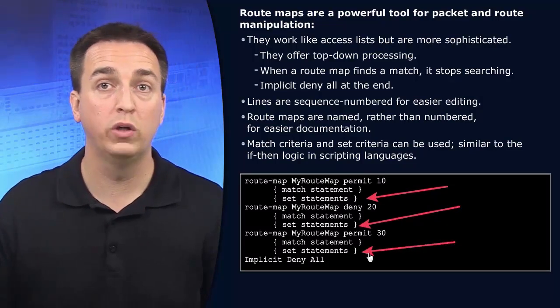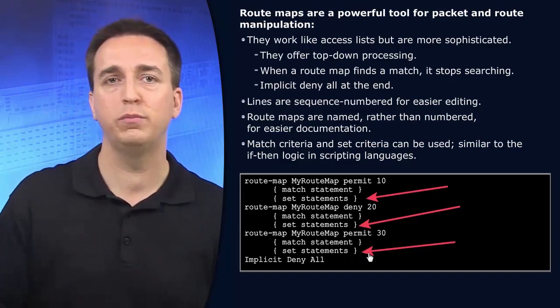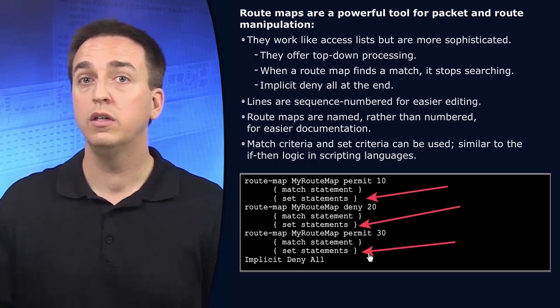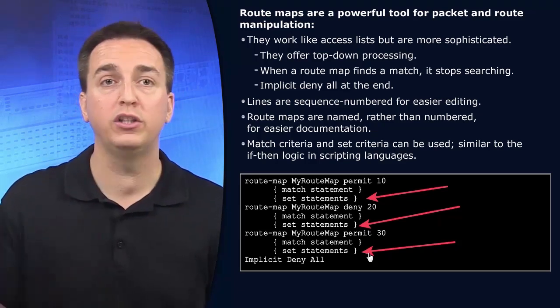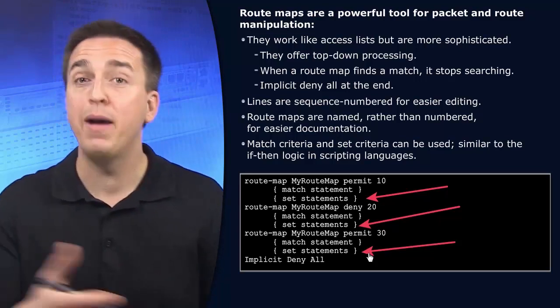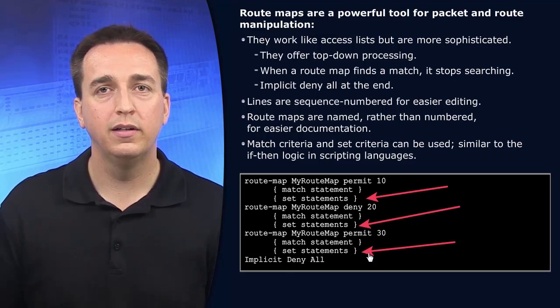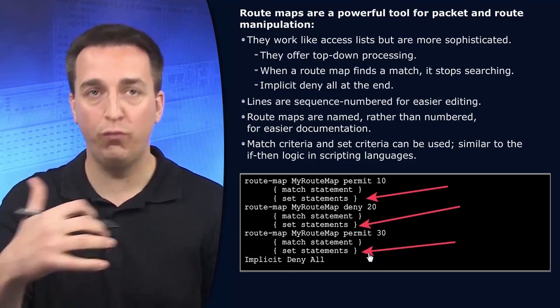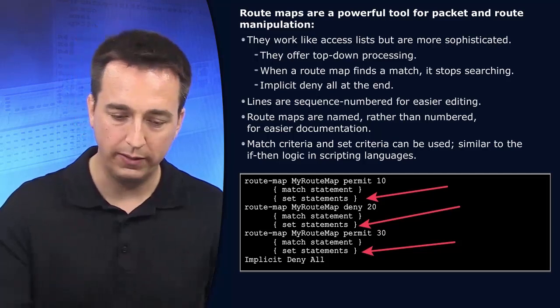So what are we setting? Well, it all depends what we're using the route map for. It's not just for redistribution. We can use it for other options as well, as we'll see here shortly. But for redistribution, I might want to set the metric. I might want to set the metric type. And we act upon that if we match the criteria in the match statement right above it.